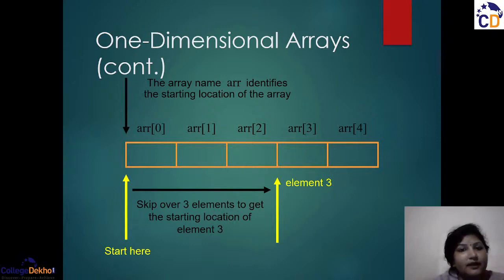Let's see the syntax. The array name ARR identifies the starting location of the array. The yellow line is pointing to the first element, the first item of the array, which is denoted by the index ARR[0]. The next index would be ARR[1], the next index would be 2, and so on until you reach the total size. So it allocates in memory like this only, in one order, with homogeneous data items.